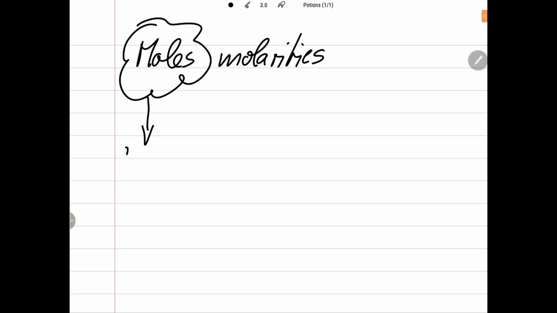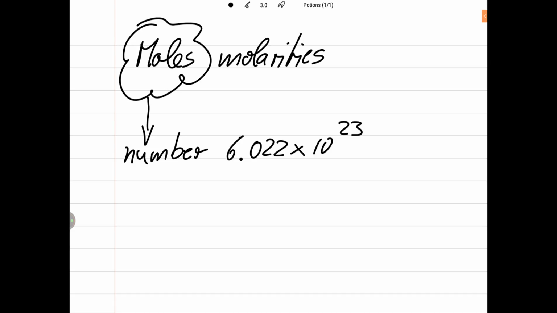Mole is nothing else but a number. And in this case, it indicates Avogadro's number, 6.022 times 10 to the 23. Now, conceptually, just think of it as a simple expression. What do you call 2? It's a pair. Yeah? What do you call 12? Dozen, exactly. What do you call 13?